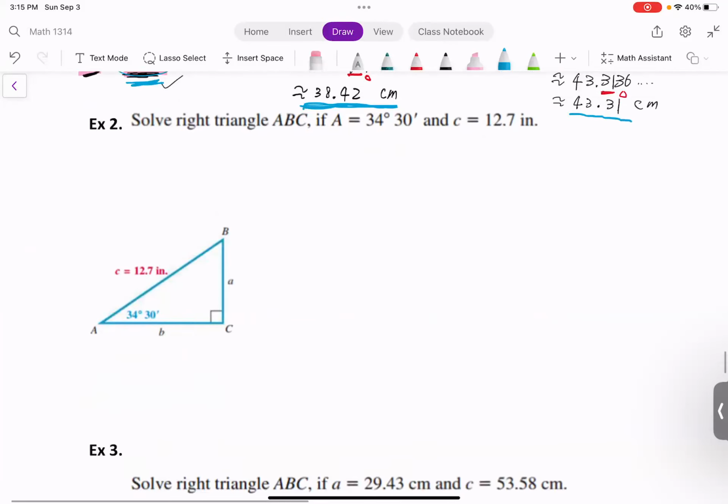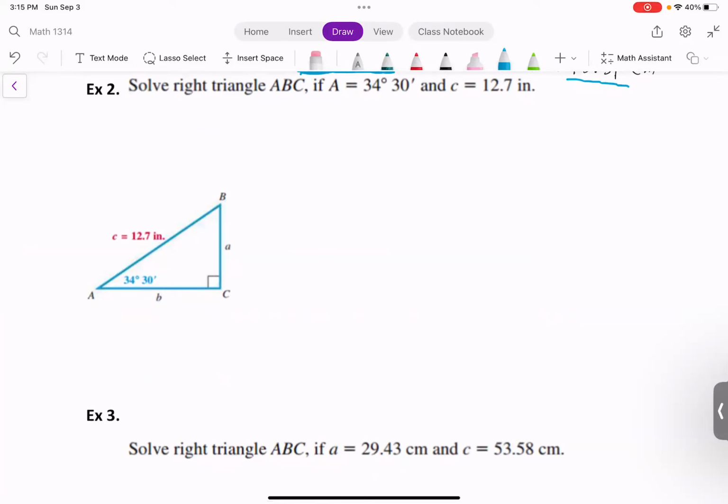All right, let's see. Example 2, solve the right triangle ABC. Given angle A and the side C. It provides us a graph. Now we can solve for our missing information. So the angle A is given. Can you find angle B? Yes, we can, because angle B, capital B, equals 90 minus A, which is 34 degrees 30 minutes.